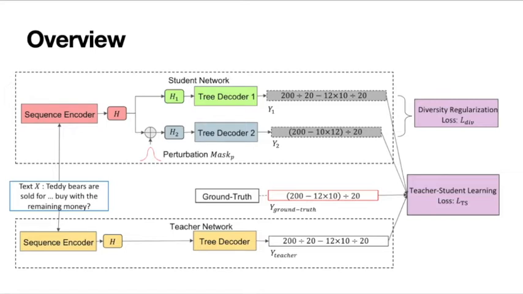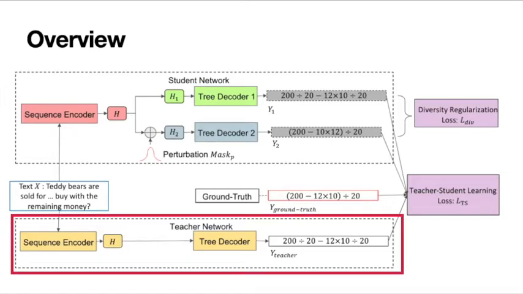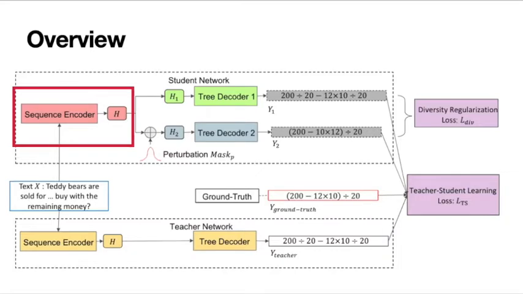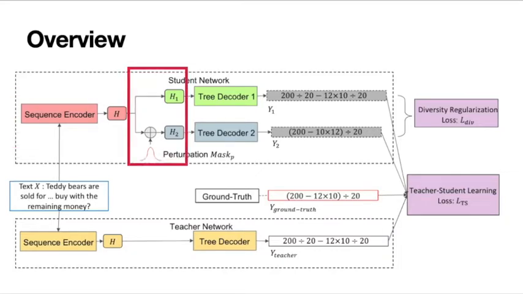Then, they are fed to tree decoder 1 and tree decoder 2, respectively, which output solution expressions Y1 and Y2. In the meantime, the teacher network outputs a soft prediction Y_teacher for the same instance. Finally, ground truth is used to compare with generated expressions and calculate various losses.